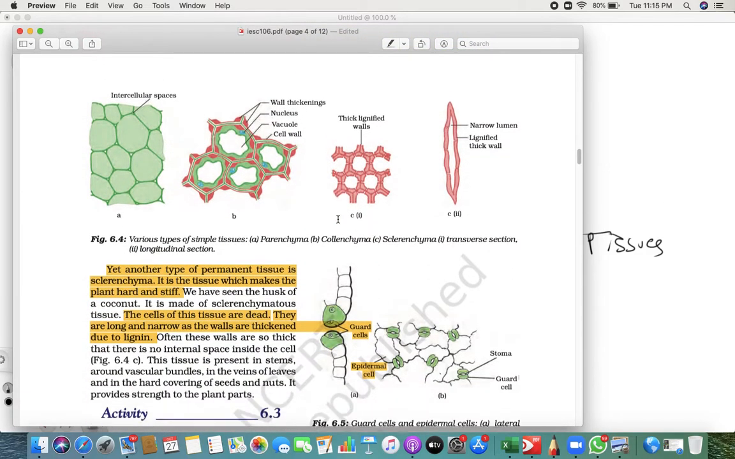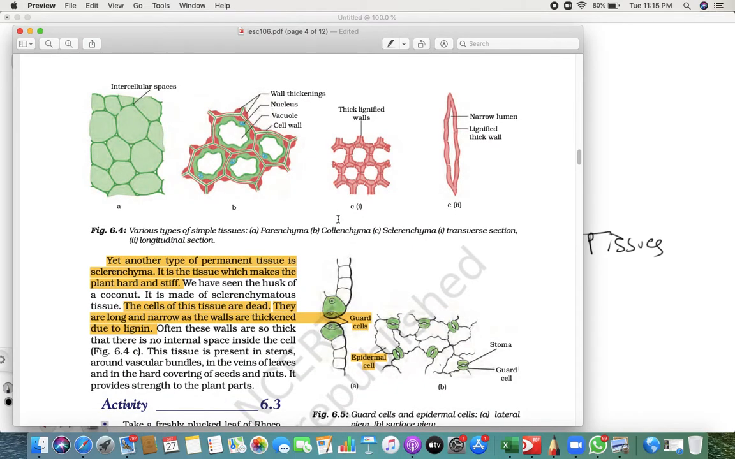And the last one I said is sclerenchyma. It is another type of permanent tissue. It makes the plant hard and tough. Hard and tough means, you have seen the husk of a coconut. It is so hard, right? It is made up of sclerenchymatous tissue, and basically those cells are dead. The long narrow cells of this tissue are dead, and their walls are thickened due to lignin.